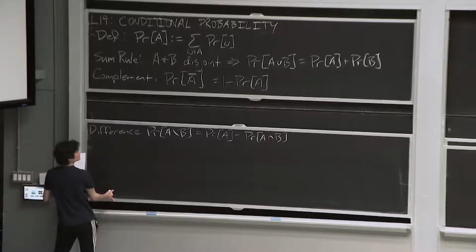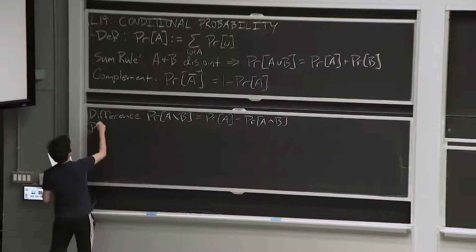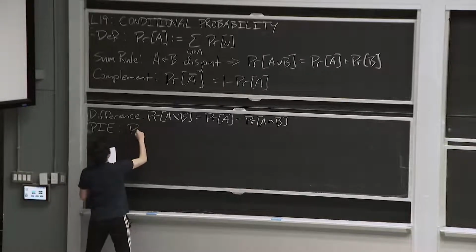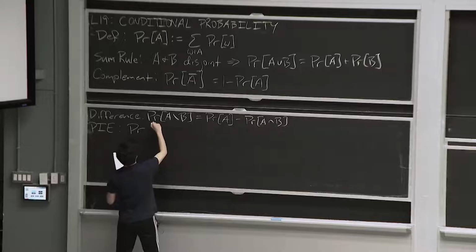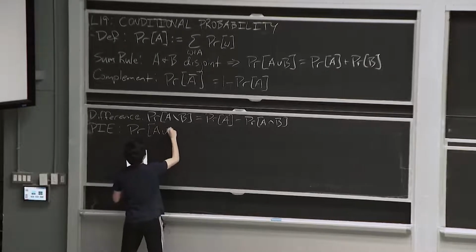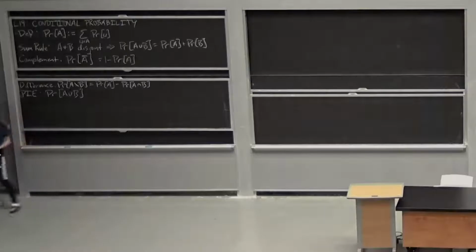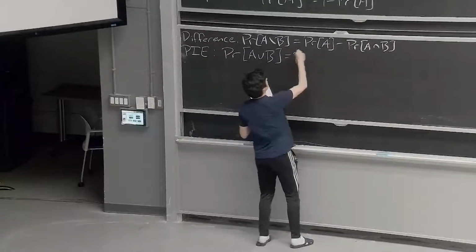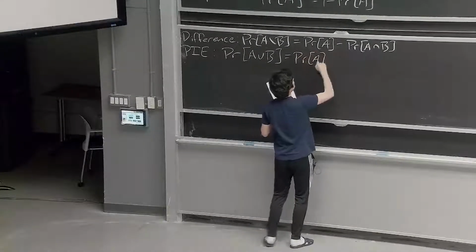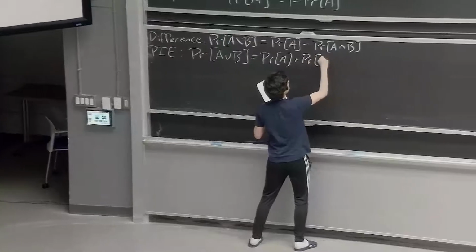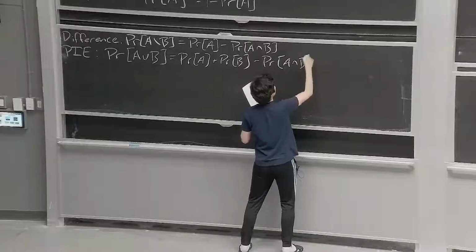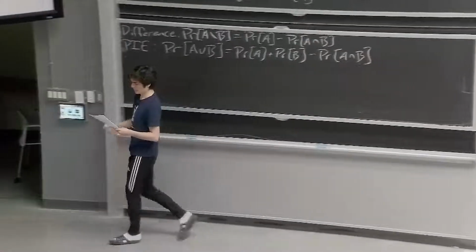We also have an analog of the principle of inclusion-exclusion. So the probability of A union B, for more general A and B, so they're not necessarily disjoint anymore. Just like we had with sets, this is going to be the probability of A plus the probability of B minus the probability of the intersection. Okay?